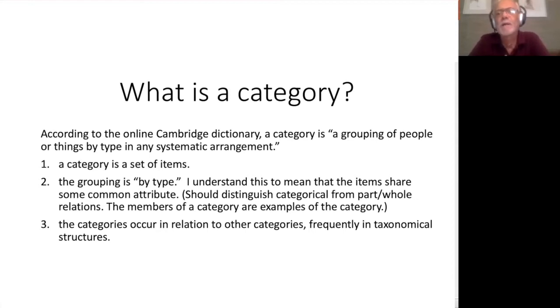I think it's really important to keep that distinction in mind because the logic of the kind of inclusion relationship that is categorical is a different logic from the inclusion relationship, which is part-whole. I don't have time to go into this, but there's some interesting stuff to be said. And finally, in the definition that we're looking at, it says in any systematic arrangement. And I don't know what they mean by that, but I would note that categories occur in relation to other categories, frequently in taxonomical structures.